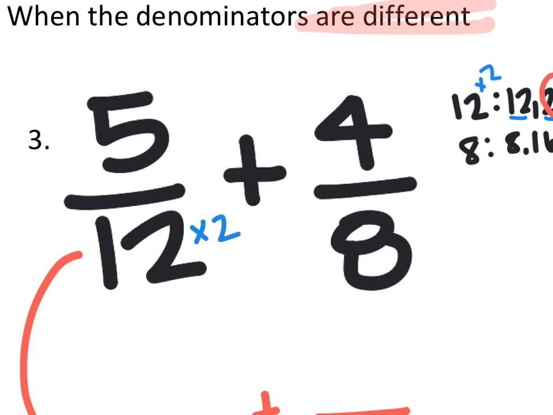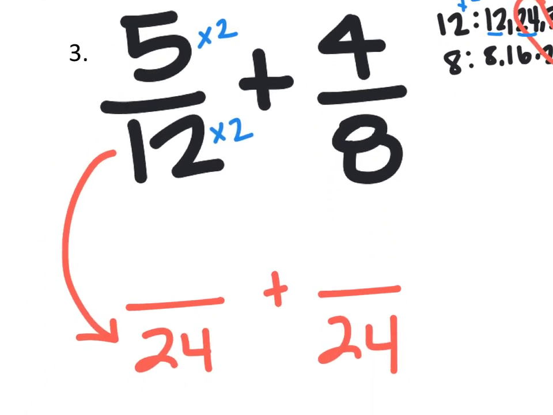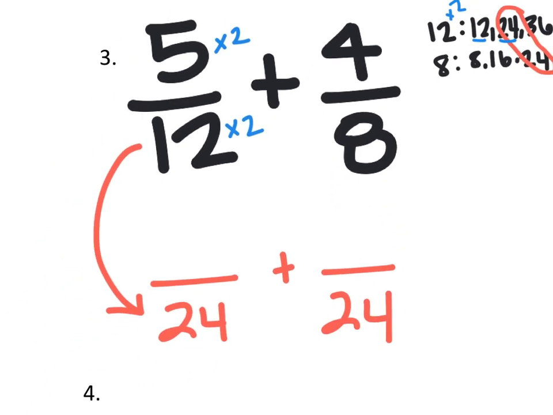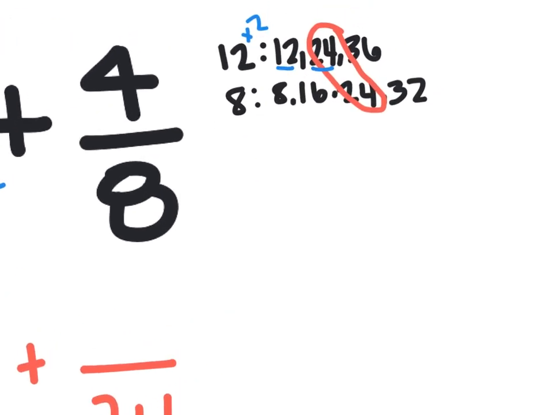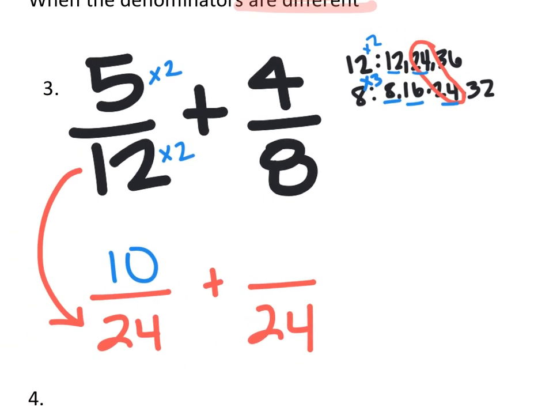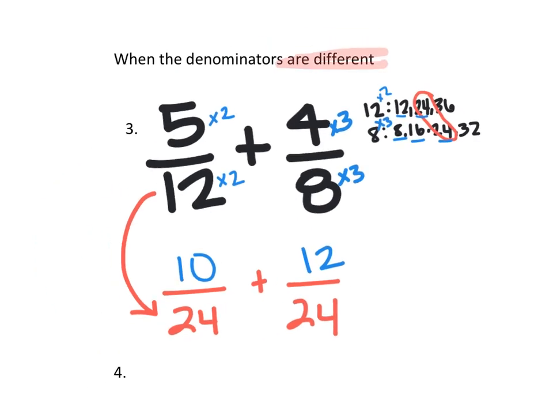But remember, whatever you do at the bottom, you do the top. I know I used an X for times, I'm sorry. 5 times 2 is 10. So this is my new numerator. We're going to do the same process with the 8. 1, 2, 3. So 8 times 3 is 24. Times 3, times 3. 4 times 3 is 12. Now I have equal parts.